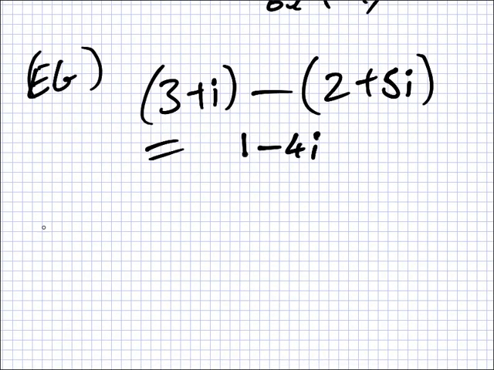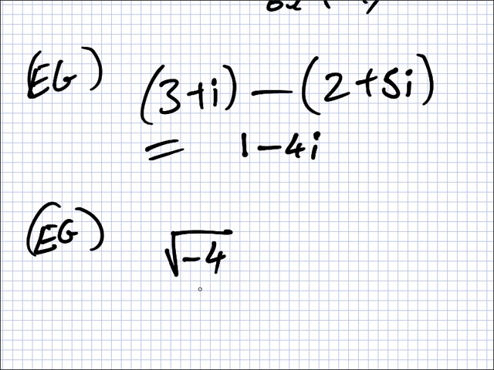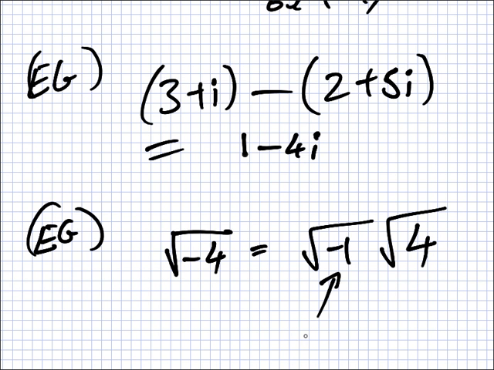Now, let's have a look at some square roots. So, for example, what is the square root of minus 4? Now, normally we can't calculate this, right? Usually it's an error. But today we can, because we can think about it like this. Square root of minus 1, square root of 4. And what's the square root of minus 1? And the square root of 4? So the answer is 2i.